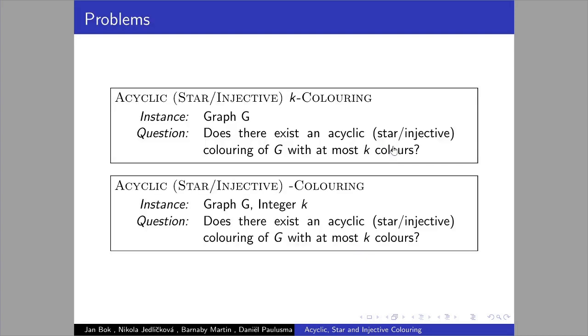And this gives rise to two decision problems for each of our three colouring variants. So for fixed k, we're given a graph G and we ask, does it have an acyclic or star or an injective colouring with at most k colours? And when k is part of the input, we give a graph G and an integer k as part of the input, and ask does there exist an acyclic or a star or an injective colouring with at most k colours?